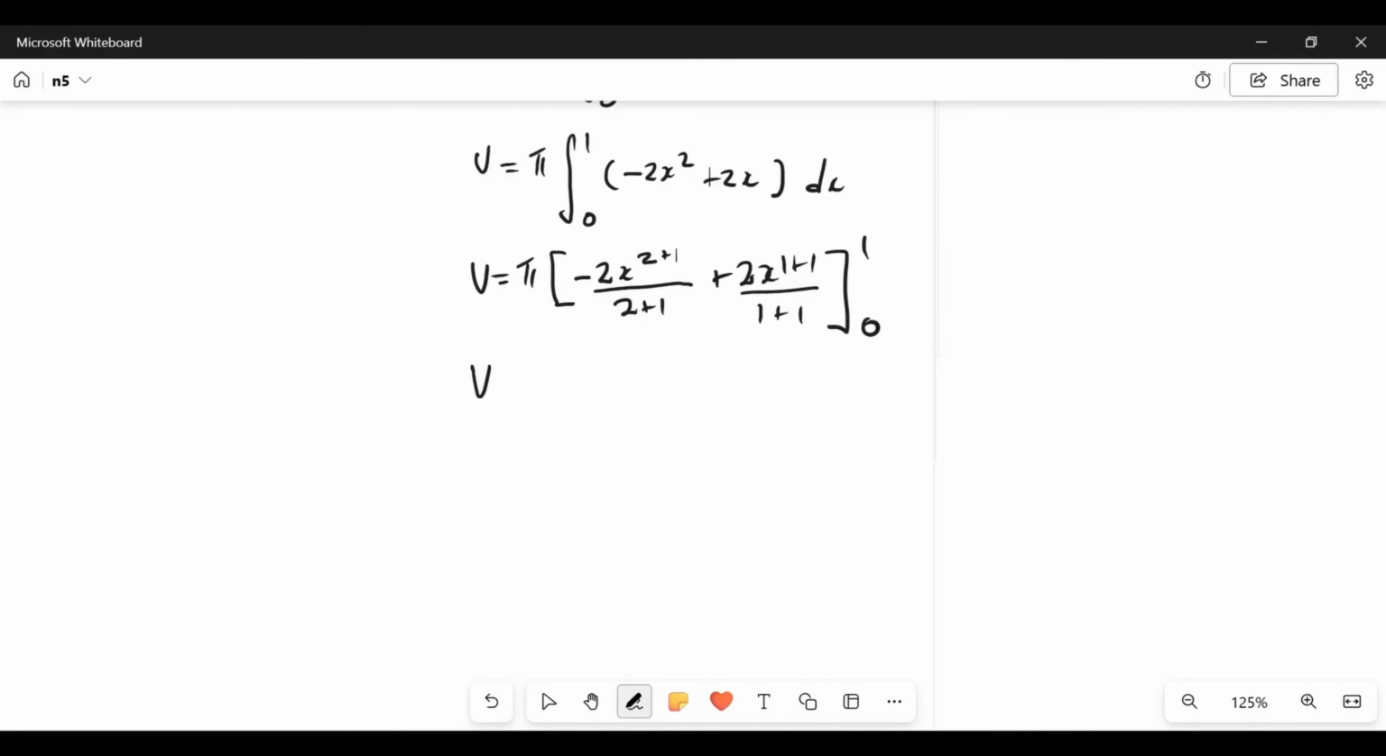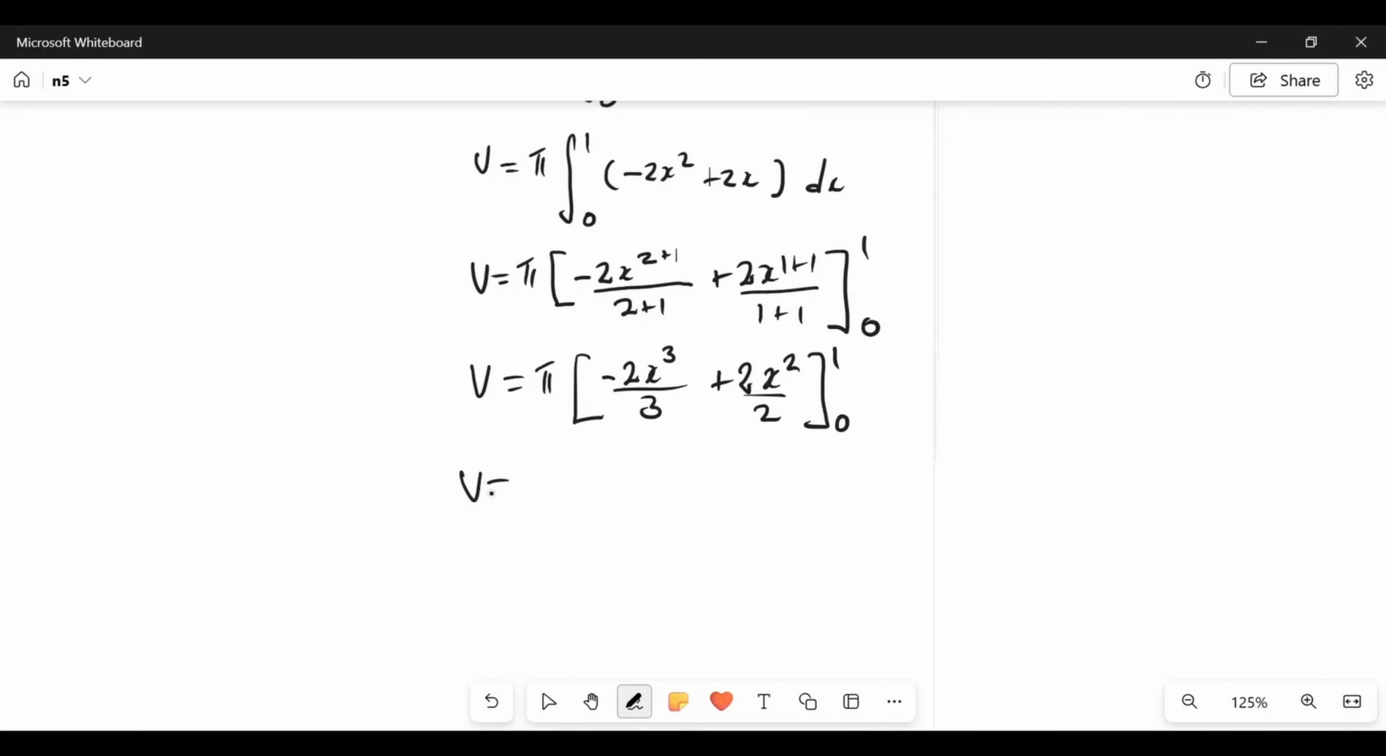If we continue, we're going to have the volume. We have pi there. And then let's simplify everything. We have negative 2x to the power of 3 divided by 3, and then here we're going to have plus 2x to the power of 2 divided by 2. And then we have the upper limit and the lower limit there.